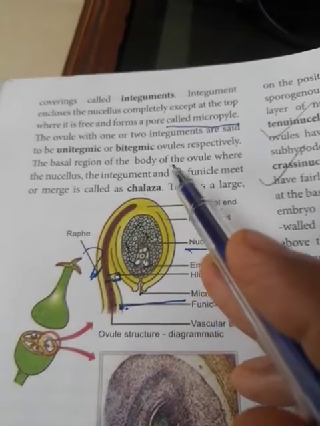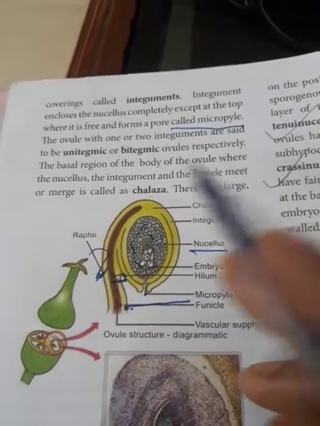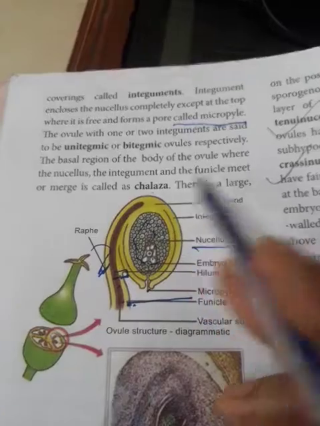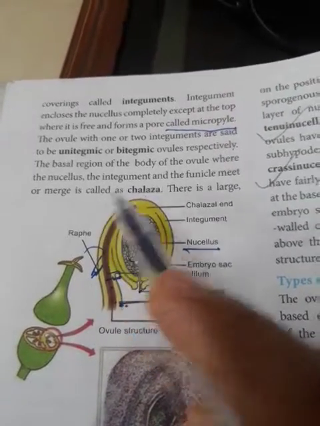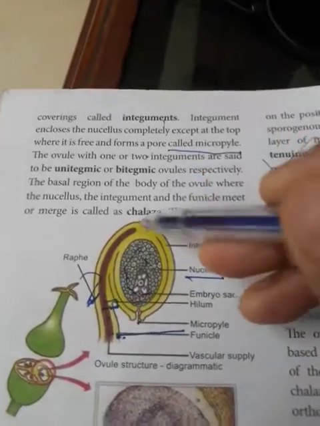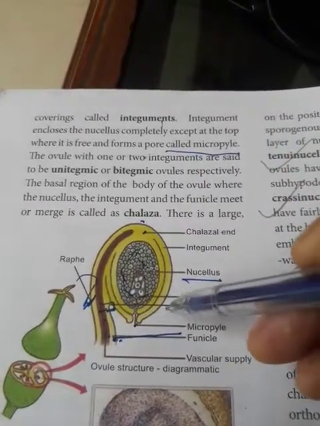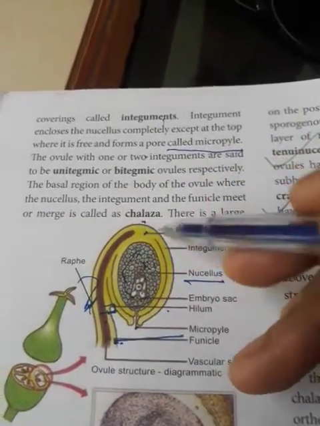The basal region of the body of the ovule, where the nucellus, integuments and the funiculus meet or merge, is called the chalaza. This part is called the chalaza, where the integuments, nucellus and the funiculus meet.